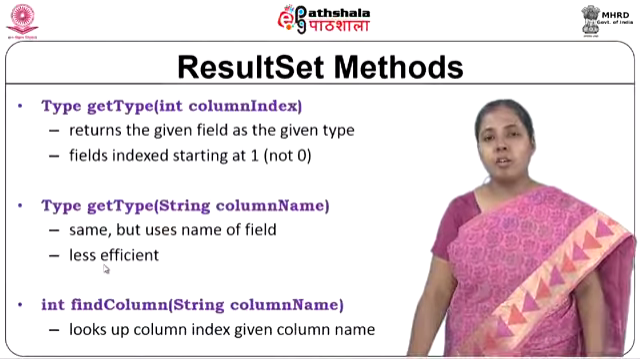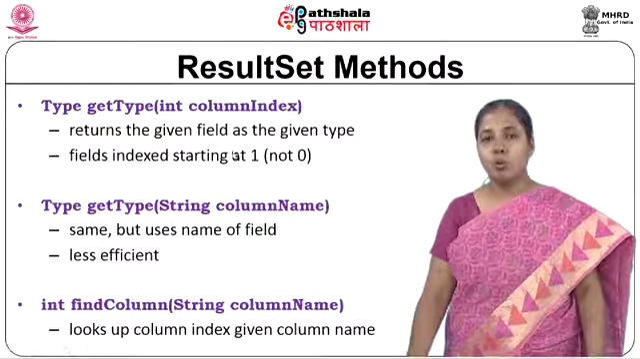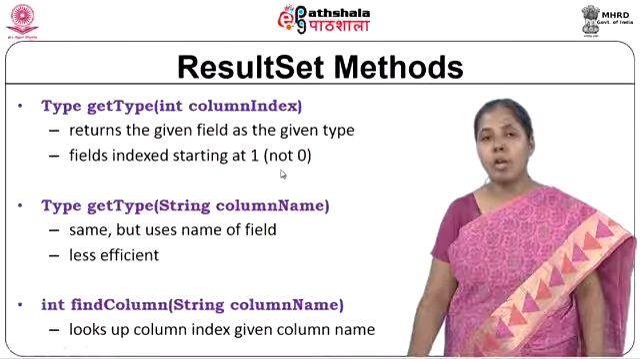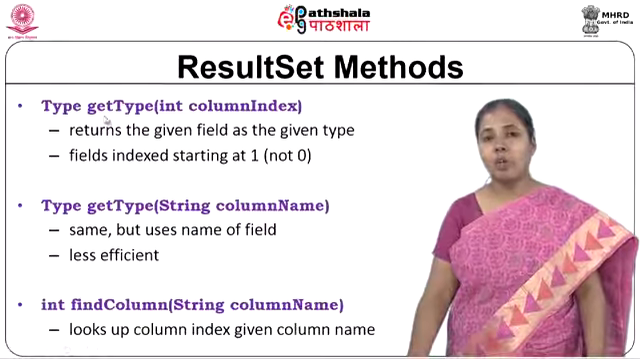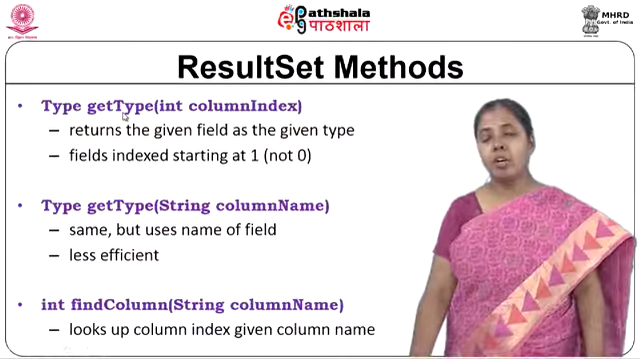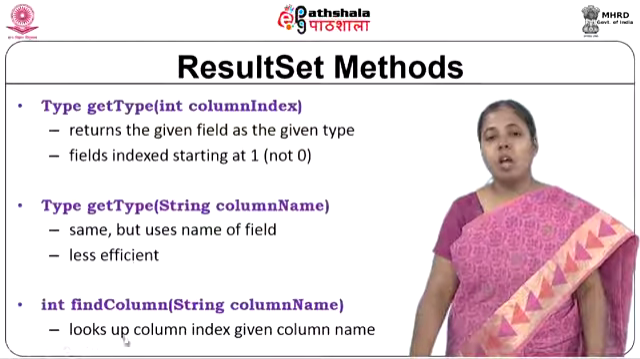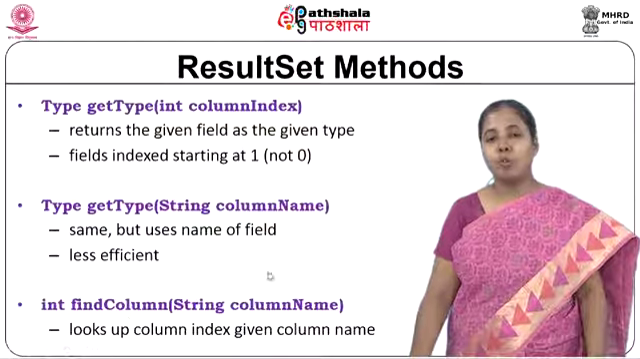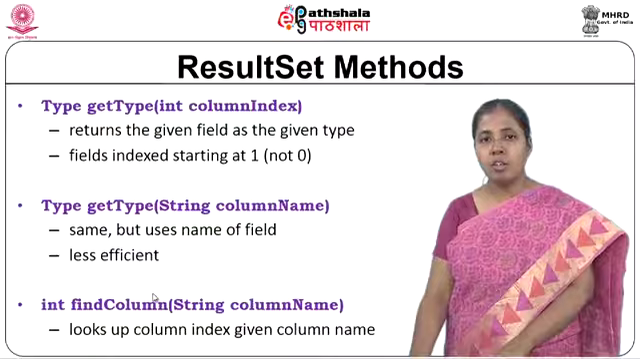The different methods in the result set are like getType, which takes the column index, and getType, which takes the column name. The column index normally starts from 1, it is not like an array. So the first field has column index 1, the second field has column index 2. The getType method varies with the type of the column. It can be a string type or it can be an integer. The different data types supported in Java can be given in this type string. And there is another method called findColumn. If you give the column name, you can find out the index. So these are some of the methods in the result set.